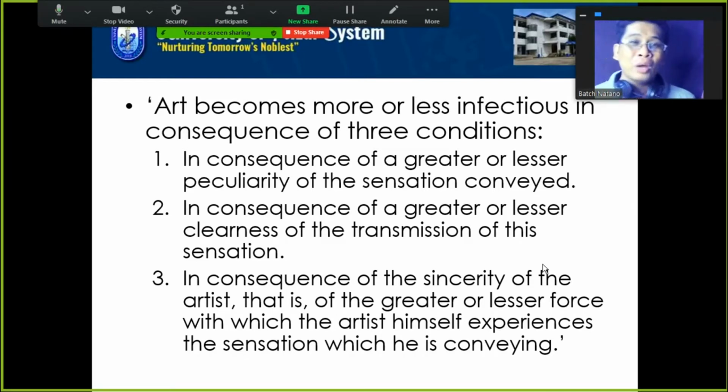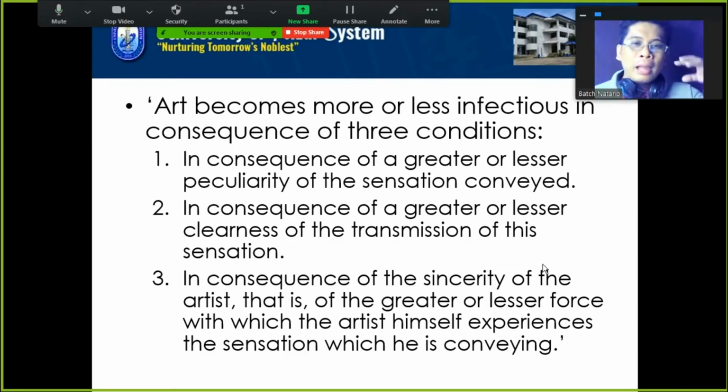Halimbawa dun sa una, the more that a particular peculiarity is expressed to the viewers, when we talk of sensation, di ba, we talk of what is perceived by your senses, yung nakikita mo, naaamoy mo, naririnig mo, nalalasahan mo. That's what we meant by sensation. Kapag mas na-sense mo yung peculiarity ng isang artwork, that means that is more infectious.